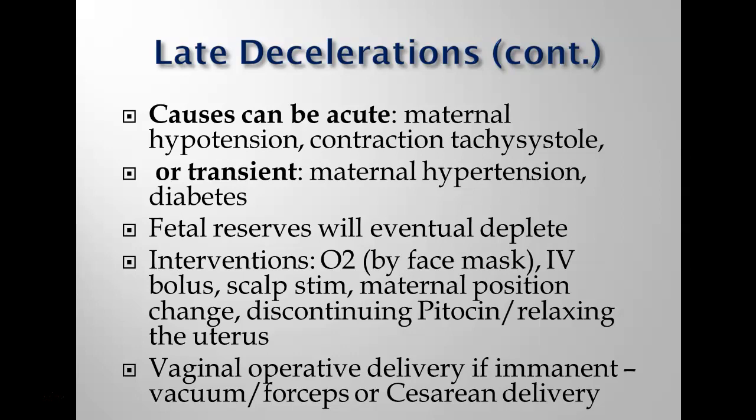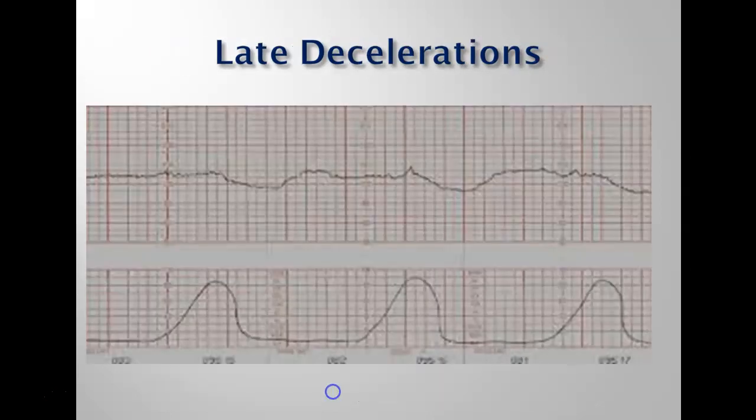Interventions will be oxygen by face mask, not by nasal cannula, an IV bolus, a scalp stim where we actually do a vaginal exam and scratch the top of the baby's head with our finger, and that should cause the heart rate to spike up. We can do a maternal position change. We can discontinue Pitocin or help to relax that uterus. We can do a vaginal operative delivery if we need to do this imminently by using forceps or a vacuum, or we can move right to a cesarean delivery.